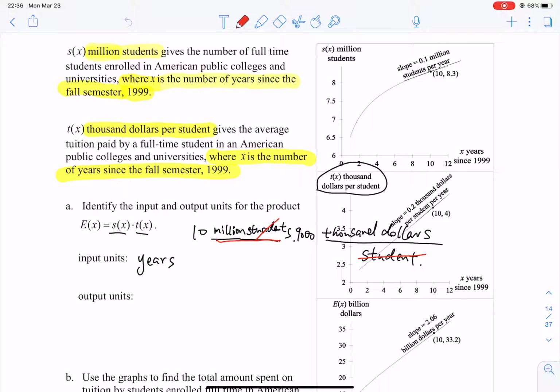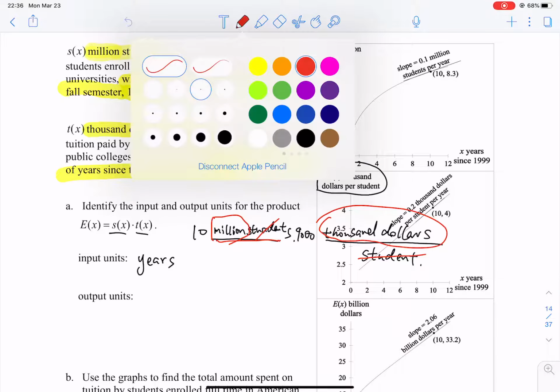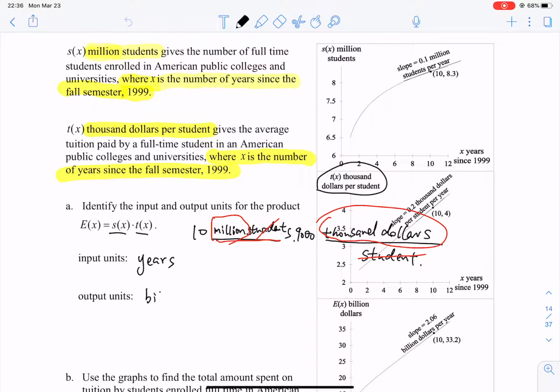But you cannot cancel the million, because million students is like million multiplied by students. They are separated, so you can separate them as a product. We can only cancel the student, we cannot cancel the million. Then what about the left terms? Million multiplied by $1,000. So million multiplied by 1,000 is just a billion, and we have dollars. So the output unit is just $1 billion. This is the input unit and output unit for the new function e of x.